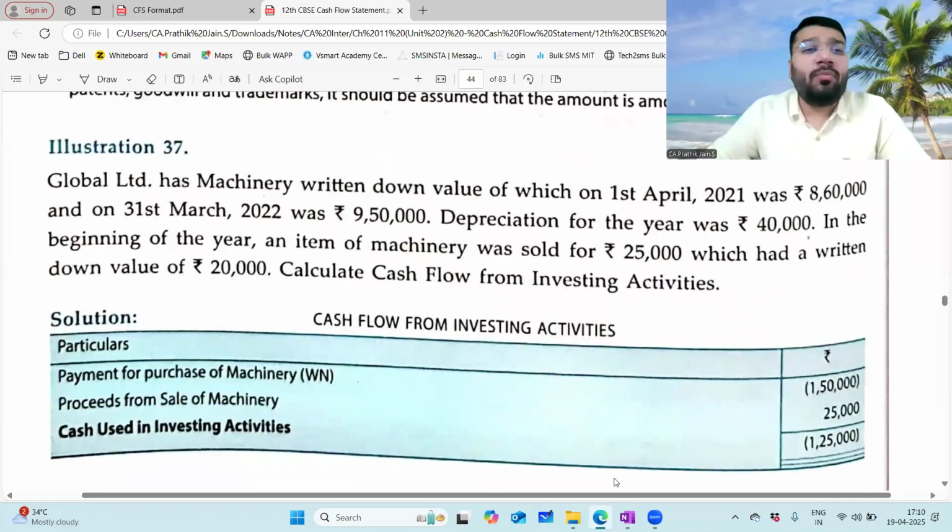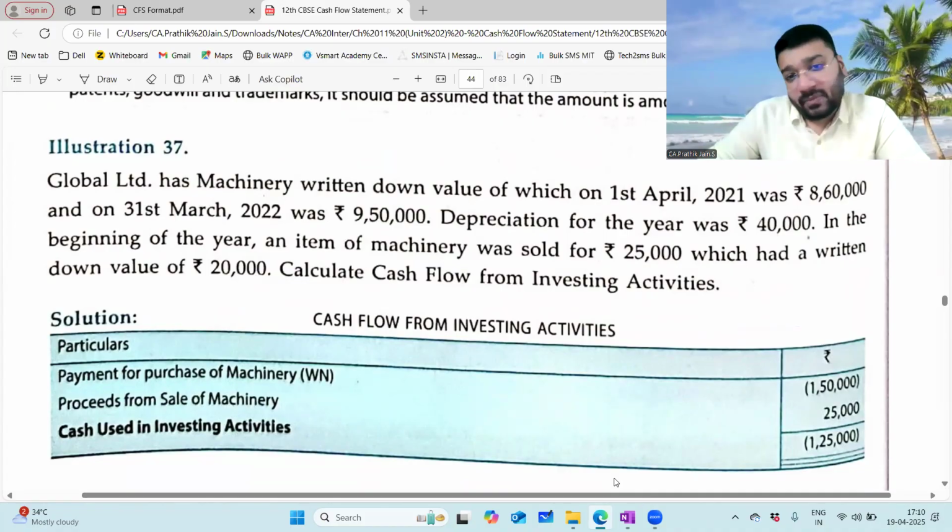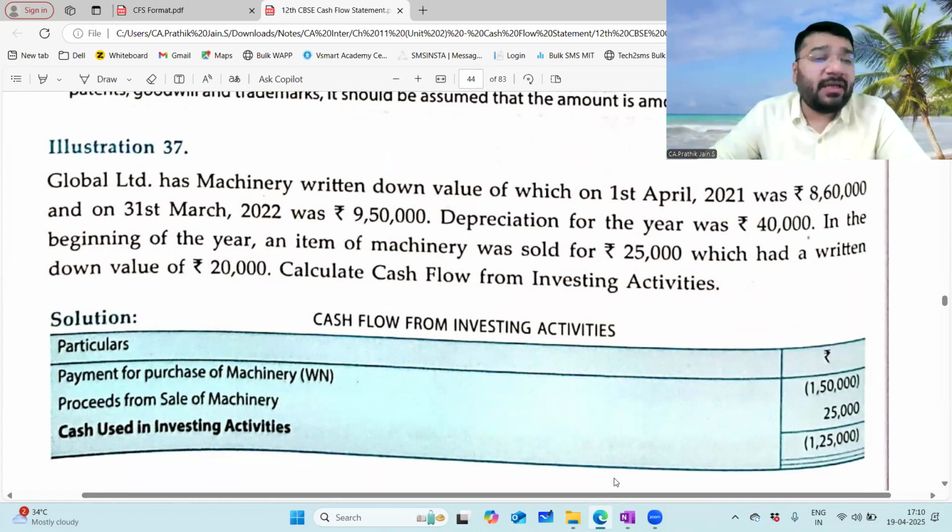This says that Global Limited has machinery whose written down value on 1st April 21 was 8,60,000 and on 31st March 22 was 9,50,000. Depreciation for the year was 40,000. In the beginning of the year, an item of machinery was sold for 25,000, which had a written down value of 20,000. Calculate the cash flow from investing activities.